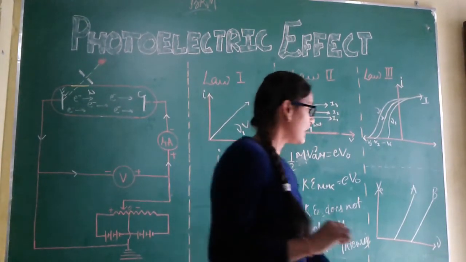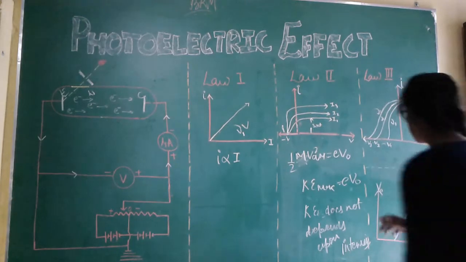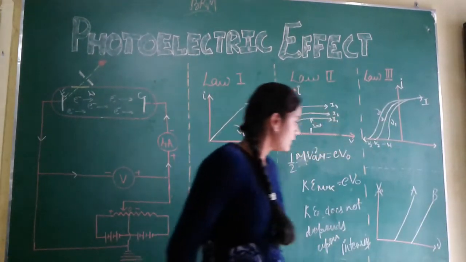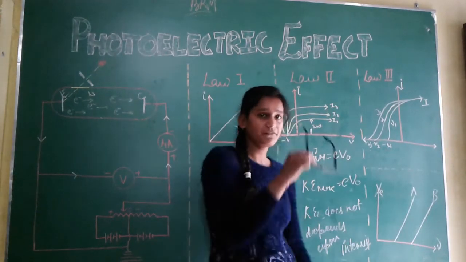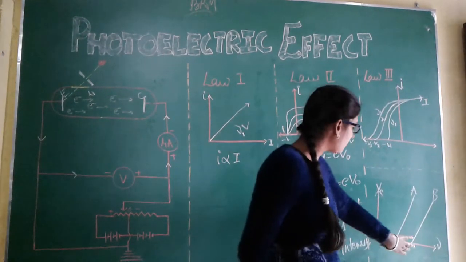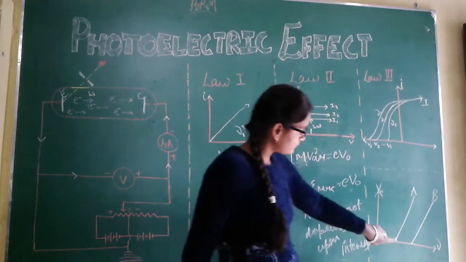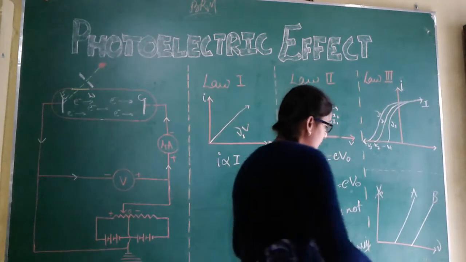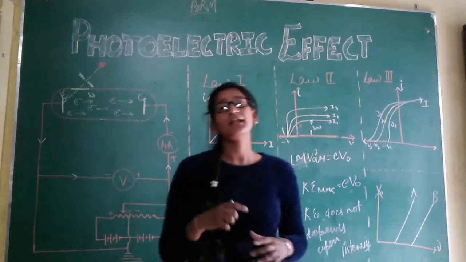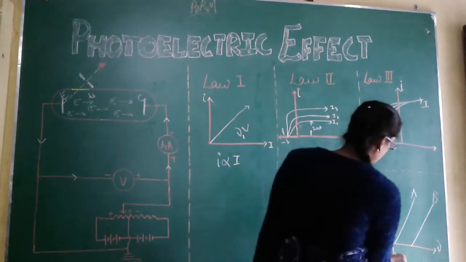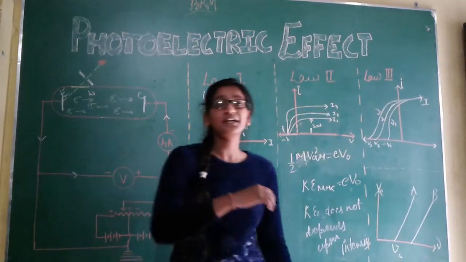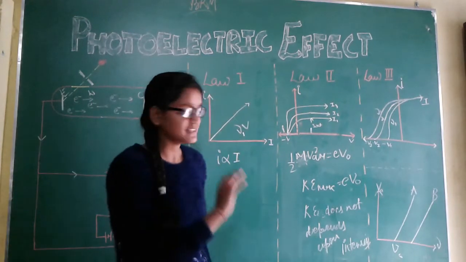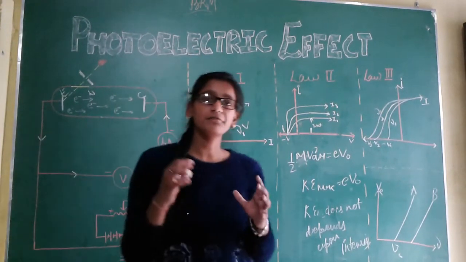Now comes to another graph. This graph is between the potential and the frequency. And from this graph we can see that we get a straight line which does not pass through the origin. So this graph shows that we have to apply some nu naught frequency to emit an electron, because it does not get emitted at zero frequency. So we have to provide some frequency.